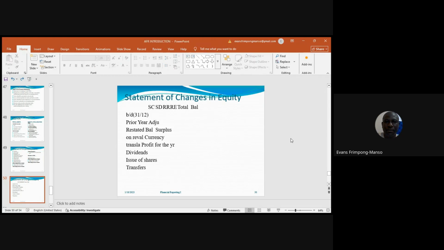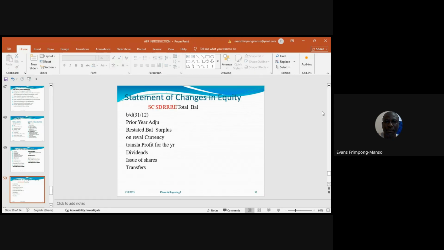Now you see the SC. This SC is stated capital or share capital. The SD is share dues, revenue reserve, retained earnings. You bring their opening balance. If there's any adjustment for the year, if there's any dividend that you pay, if you have issued any shares, or you have transferred anything, which affects any of these items on top here, you record them.